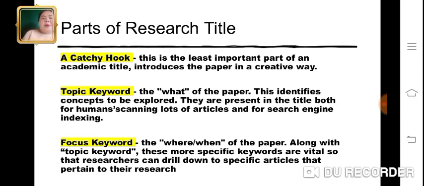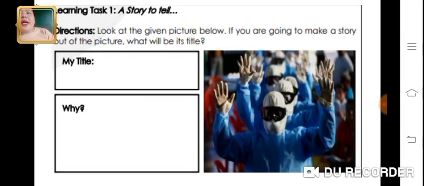So, those are the parts of the research title. Now, let us proceed to your activities.